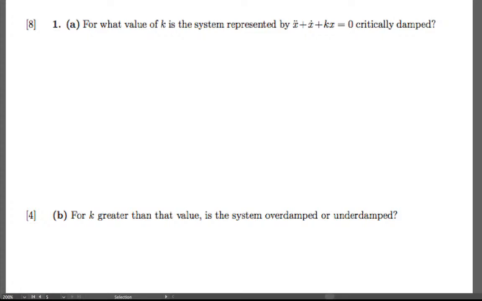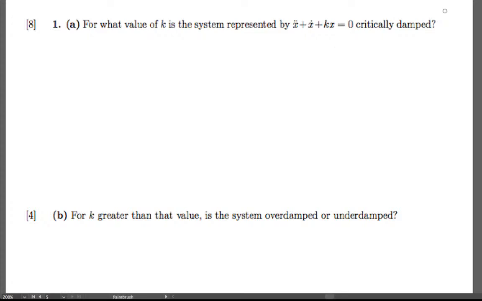So how would you actually find this out? The best way is to look at what the solutions are. For example, if it is overdamped, the solutions are all real numbers. For a critically damped system, there's only one particular solution. And for underdamped, the solution is a complex number. So let's go ahead and figure this out.